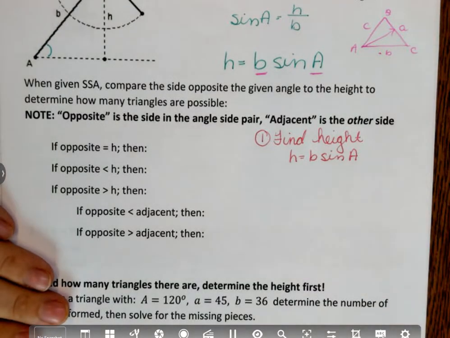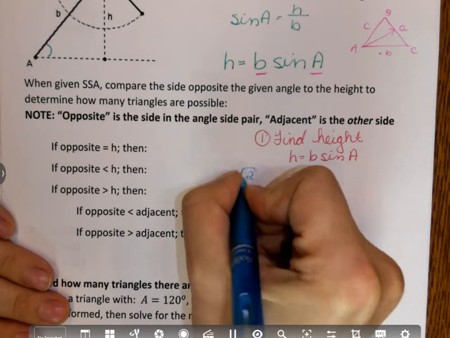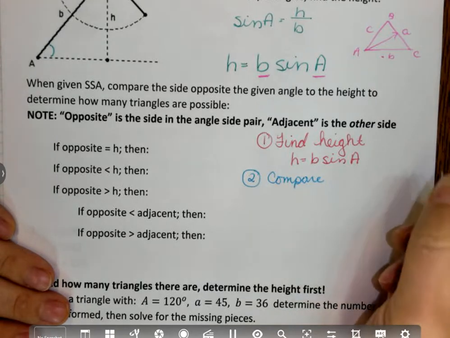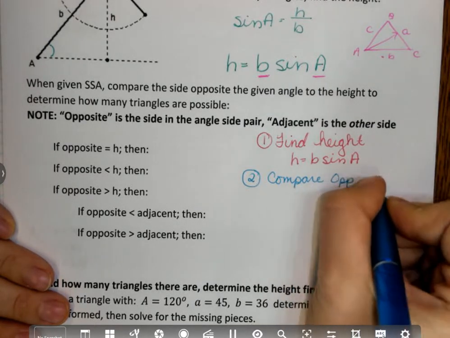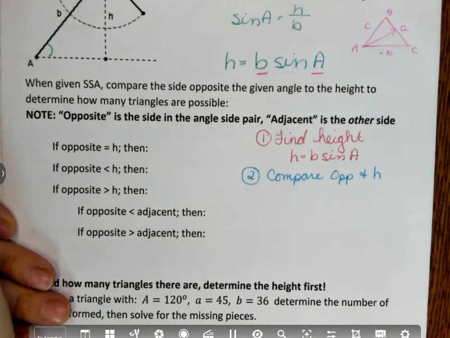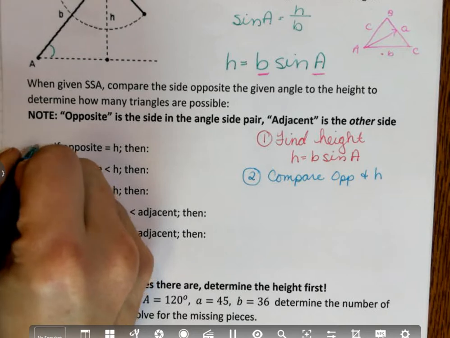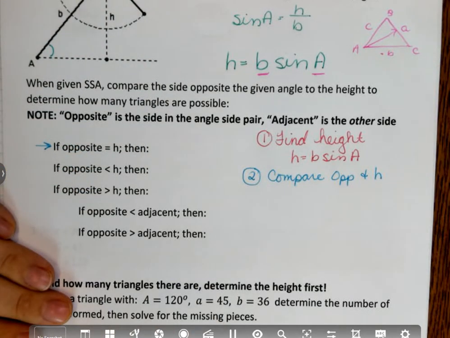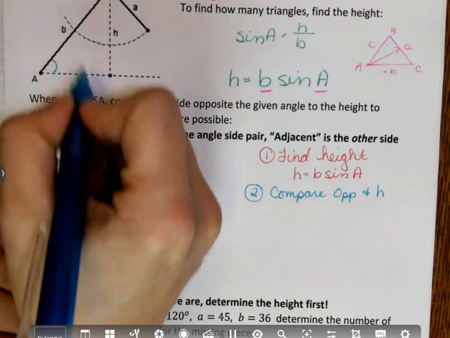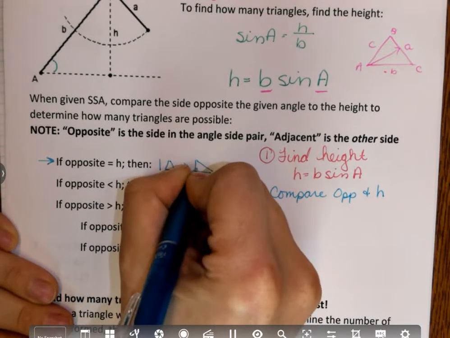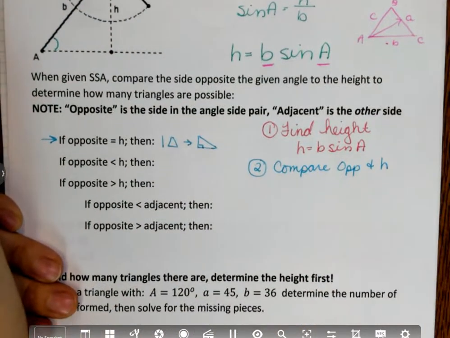That is going to be your first step. Once you've done that, then the second step is going to be to compare. Specifically, we're going to compare the opposite and the height. Now, if the opposite is equal to the height, that's my right triangle situation. Only one triangle is possible, and that's actually going to be a right triangle. If your opposite is equal to your height, you only have one triangle possible.